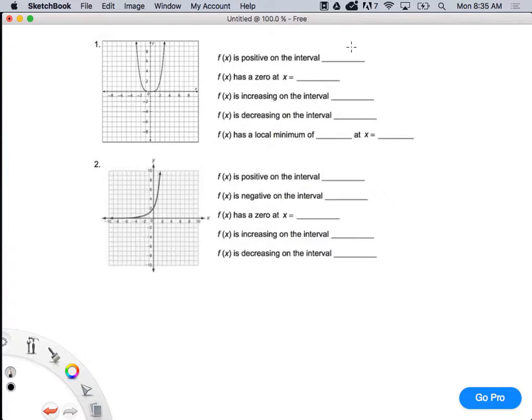First, f of x is positive on the interval what? Now this is actually an interesting question because you might think it's always positive. But there's one point where it's not positive. What point is that? Can anybody tell me? At 0, at x equals 0. Because at x equals 0, it's 0, and 0 isn't positive. So how I'd write that is negative infinity to 0, exclusive, union 0 to positive infinity. You see that? Yes, ma'am.